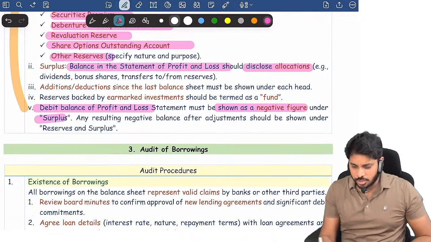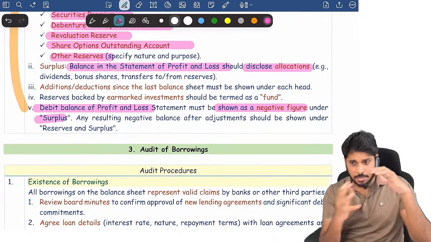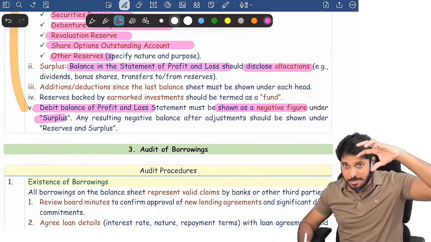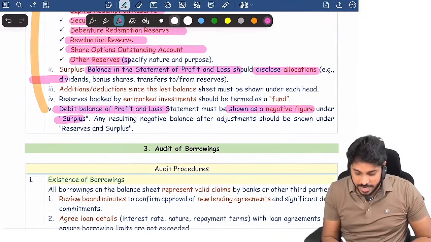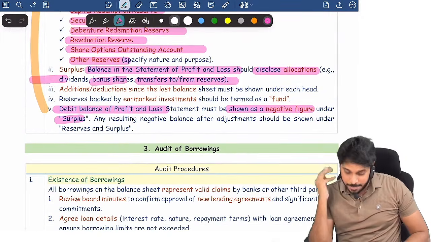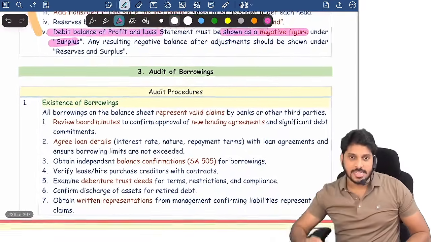Balance in the P&L account should be disclosed. So the balance in the P&L after appropriations, whatever balance is left, that's called surplus. For example, this surplus can be used for dividends, bonus shares, or transfer to or from reserves. That's it. So this is regarding reserves, guys.